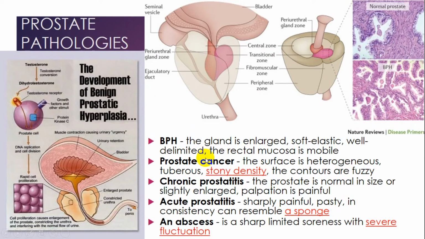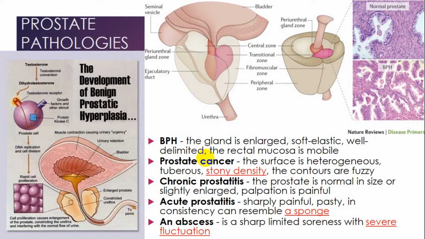Prostate pathologies may be different. Firstly, it's benign prostatic hyperplasia. The gland is enlarged, soft, elastic, well delimited, and the rectal mucosa is mobile. But prostate cancer is a more difficult and dangerous situation, when the surface is heterogeneous, tuberous, and even stony in density. The contours are fuzzy. Each student should try this one because it should be detected and palpated, so this organ really is stony in density.